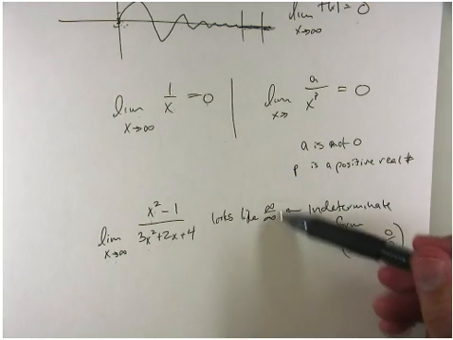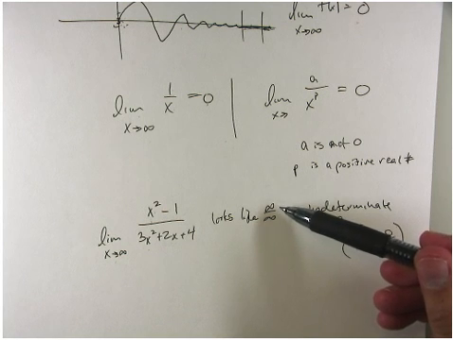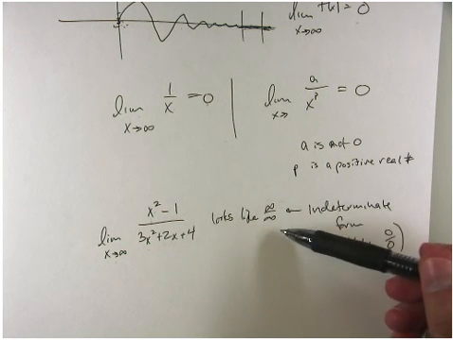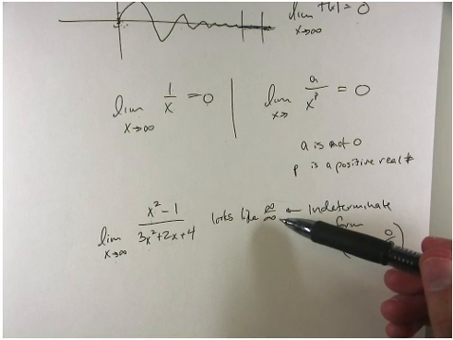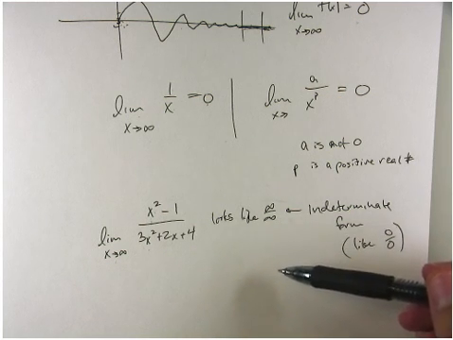Something similar is happening here. The numerator wants to make this fraction really, really big, but the denominator wants to make this fraction really, really small. So there's a tug of war. I don't know who will win out.